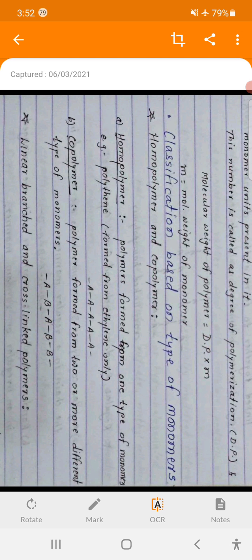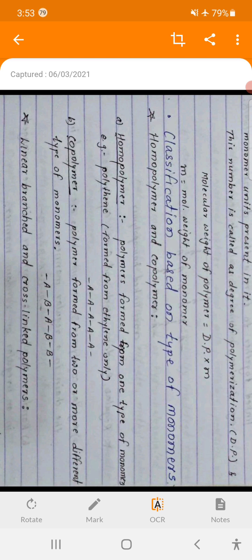Then classification of polymers. There are different methods for classification of polymers, different types of polymers, and the classification is also based on different methods. First method is classification based on type of monomers. This depends on the monomers from which the polymer is formed. Polymers are classified as homopolymers and copolymers.